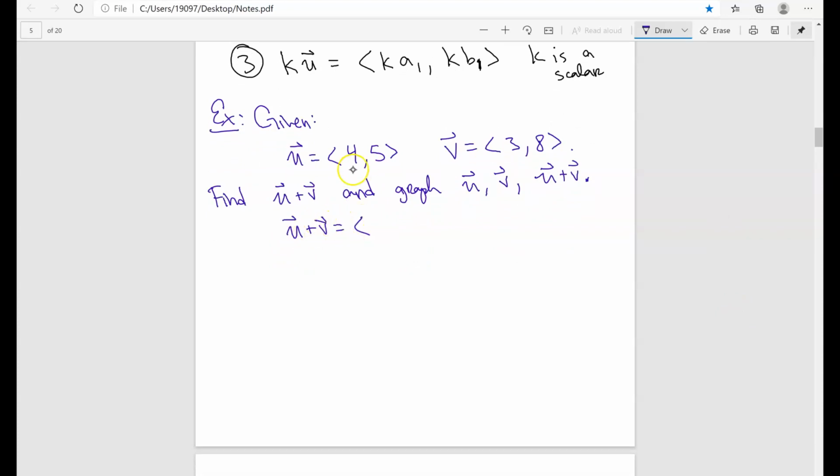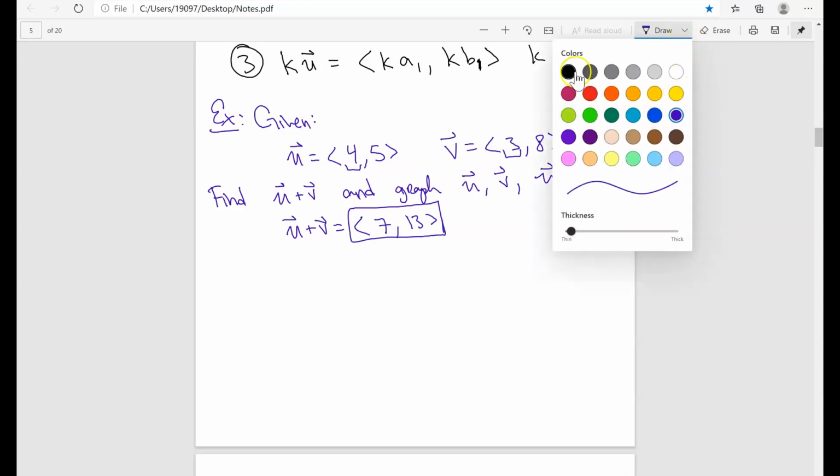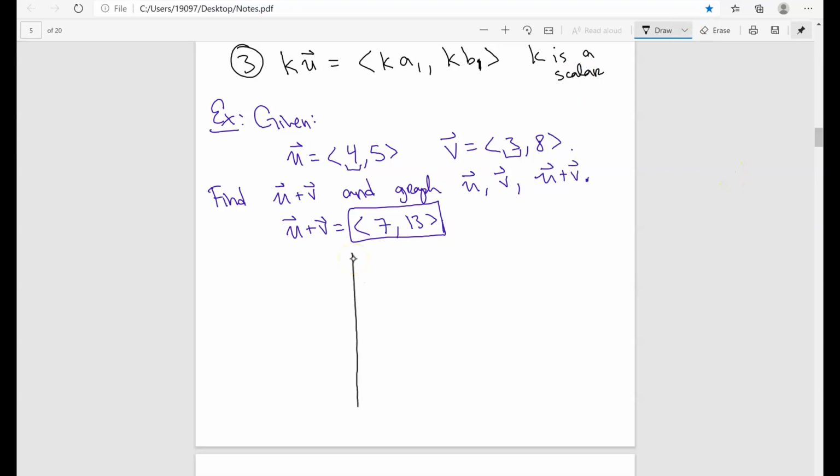All we're going to do is add up the components, 4 and 3. That's going to give me 7. And then 8 plus 5 gives me 13. Okay, so that's going to be the sum of these two vectors. Now what I want to do is graph them. So let's go ahead and graph these guys.